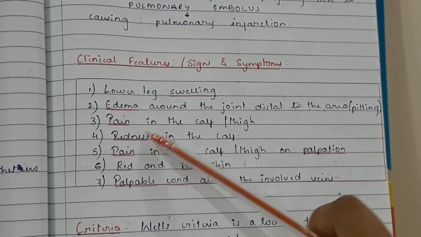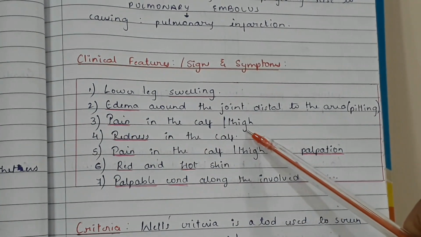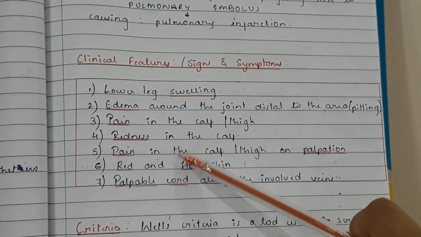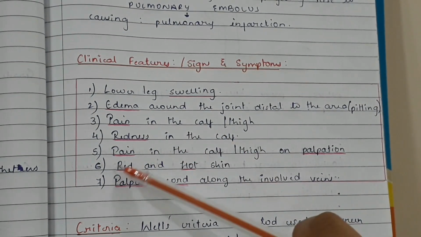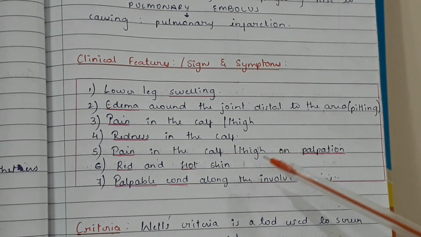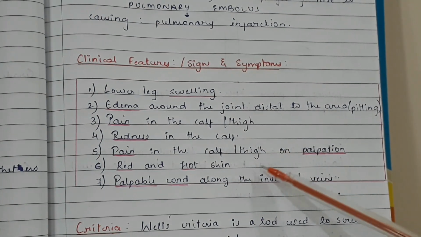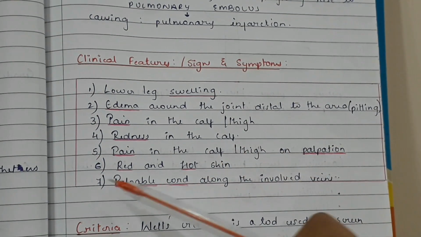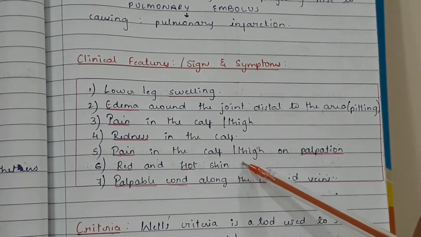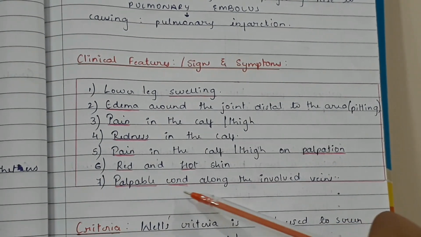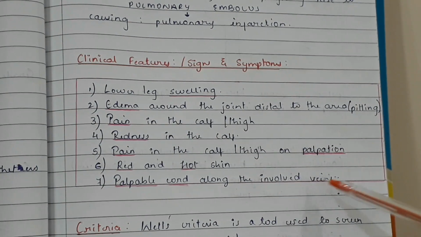Thirdly, pain in the calf muscles or the thigh. Fourth, redness in the calf muscles. Pain in the calf or on the thigh region on palpation. Red and hot skin. Palpable cord-like structures along the involved veins.